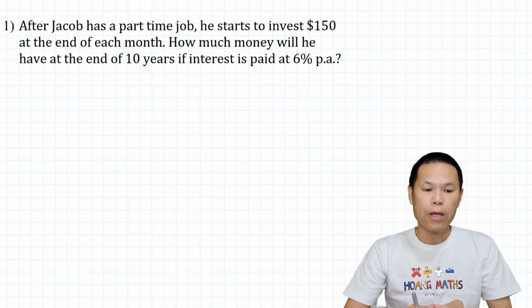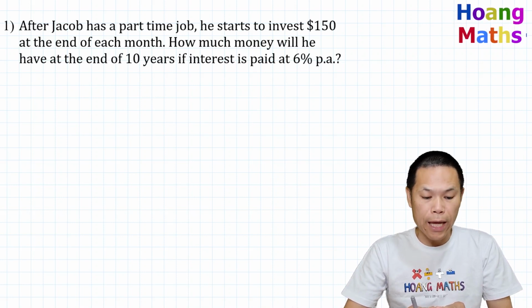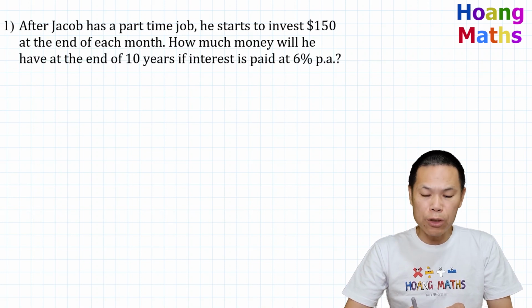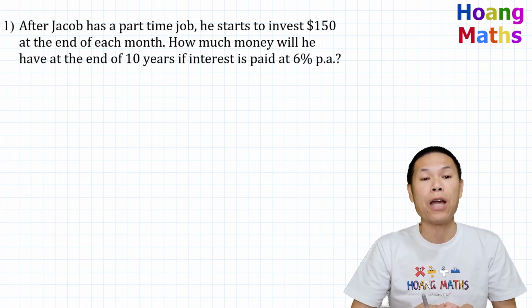First one, after Jacob has a part-time job, he starts to invest $150 at the end of each month. How much money will he have at the end of 10 years if interest is paid at 6% per annum?